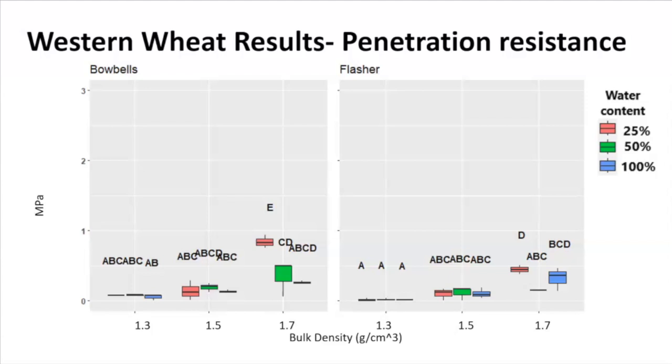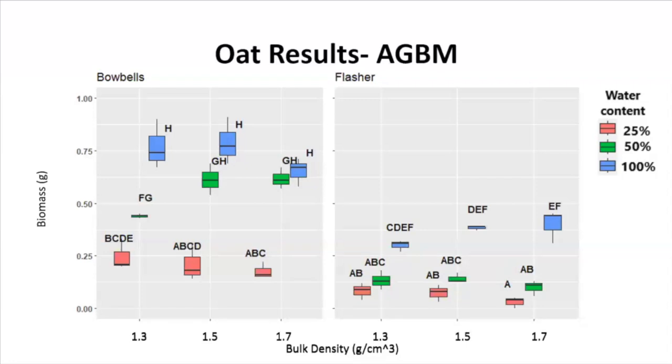For our Western wheat results, we've got our bulk density, our water content groupings, our Bowbells versus our Flasher. I want to point out that this megapascals scale is the same as the last graph. So we can see that these Western wheat results are more muted, but they have that same trend where the Flasher has a more muted response to the penetration resistance.